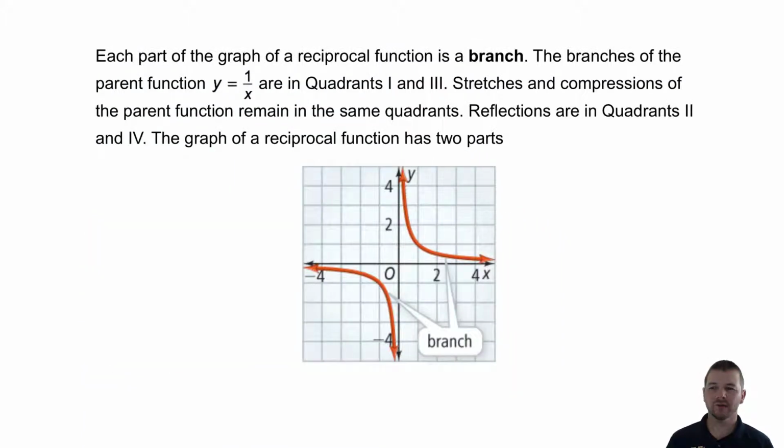Each part of the graph of a reciprocal function is a branch. The branches of the parent function, y equals 1 over x, are in quadrants 1 and 3, as shown in the graph below. Stretches and compressions of the parent function remain in the same quadrants. Reflections are in quadrants 2 and 4. The graph of a reciprocal function has 2 parts.